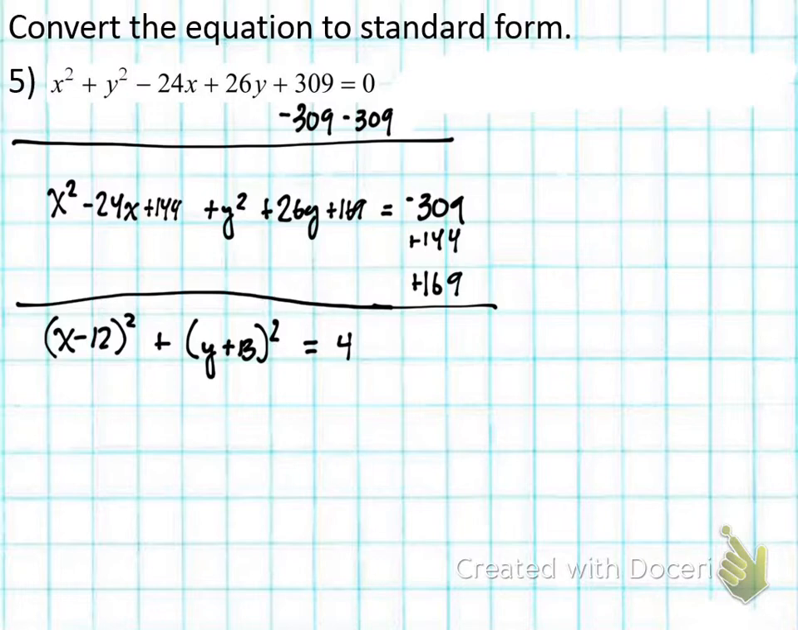Number 5, here's your answer. You got x minus 12 squared plus y plus 13 squared is all equal to 4. All of you got it right. Some of you made a mistake. You put it minus 13, or you switched it to plus 12. Make sure you get that right, and then, of course, the 4 you all got that right.